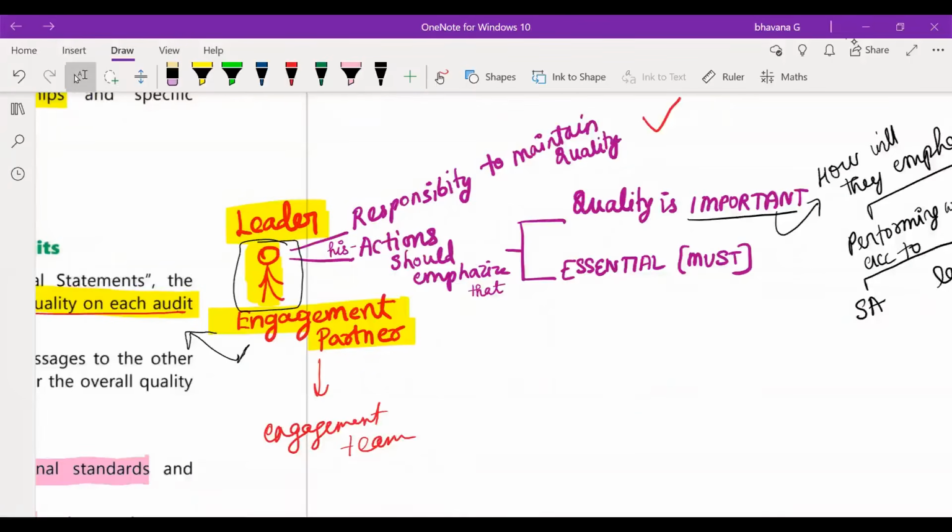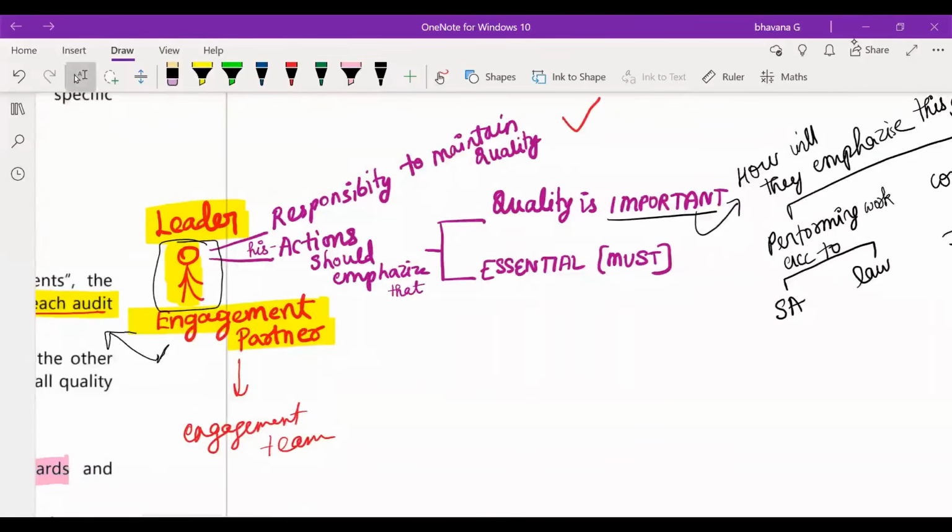Next point, what they try to tell here is that the leader's action should emphasize that quality is important. So how the leader behaves, or the way he works, or the way he is while doing the audit must always speak for itself. He must not keep saying that for me quality is important. Actions speak louder than words. In the same way, a leader's action must speak that quality is very important to him.